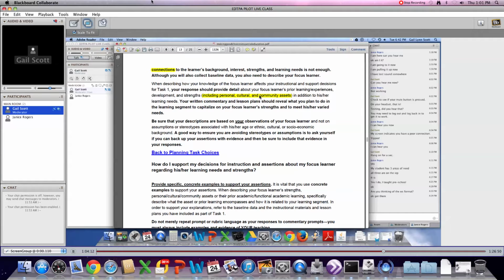And does the family go out in the community? Do they travel a lot? Do they take vacations? Do they go for rides in the car? Do they go grocery shopping together? What do they do in the community as a family, or even what does the student do with a family member in the community? Do they go visit family on weekends so that they go a variety of places? Okay? Hopefully that's giving you some ideas of how you describe personal, cultural, and community assets in addition to their learning needs.